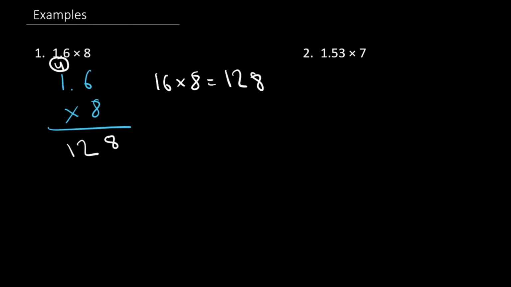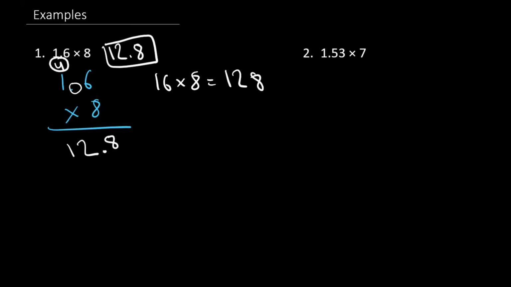So we have to ask a question. How many digits are there after the decimal point? Our decimal point is right here, and I see one digit after the decimal point. So our answer will have one digit after the decimal point. If I put it at 12.8, then my answer will have one digit after the decimal point. So our answer for the first question will be 12.8.